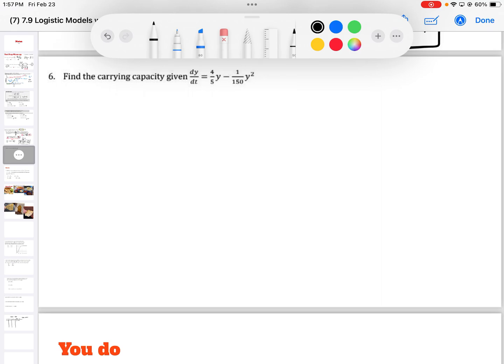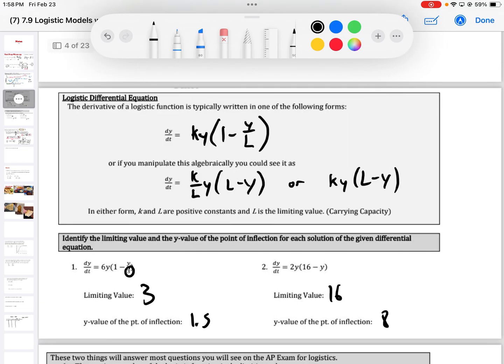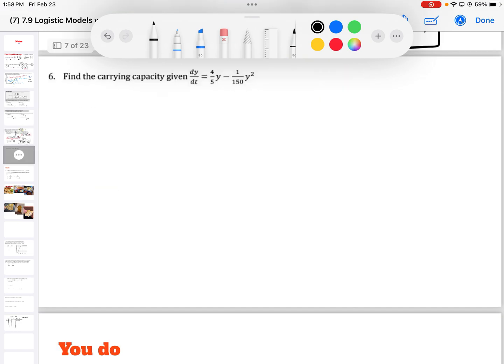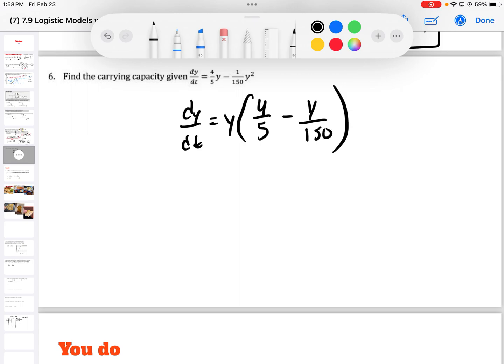All right, so find the carrying capacity given that. Well, that doesn't look like these. But we can make it look like that, right? They have just like stuff in parentheses, right? So first of all, let's factor out a y and see if that helps us at all. So 1 over 150y would be the same thing as y over 150. That looks closer. But yeah, this needs to be a 1.